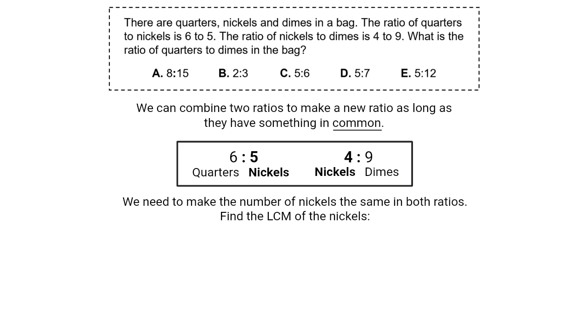But that's not enough. Not only do they have to have something in common, you have to have the same amount of what they have in common. So we need to give both ratios the same number of nickels. And so what we're going to have to do is find the LCM. Now, there are some people who can just look at 5 and 4 and tell what the LCM is, but I'm going to go ahead and work it out anyway. I'm going to find the multiples of 5, and we're going to find the multiples of 4.